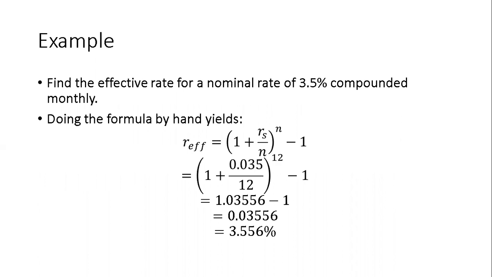R sub S is known as the nominal rate, n is the number of compounding periods per year. So here's an example. Let's find the effective rate for a nominal rate of 3.5% compounded monthly. Doing the formula by hand gives this as the result. We plug in 0.035 for the stated rate, the R sub S. We plug in 12 for n, and we do the calculation, and we end up with about 3.556%. So this is the solution that we should be obtaining when we demonstrate this on the TI calculator.